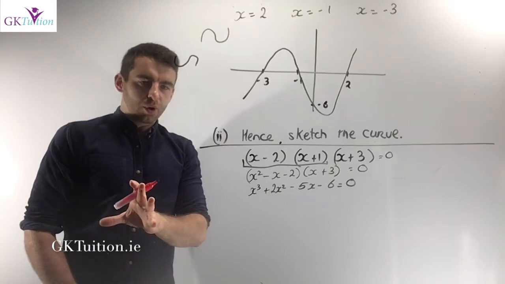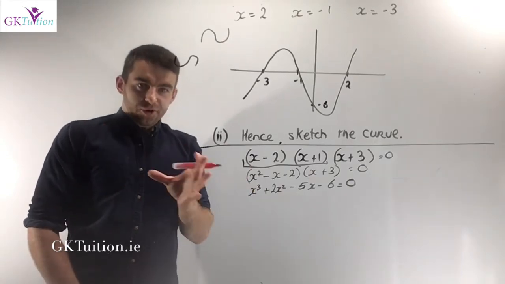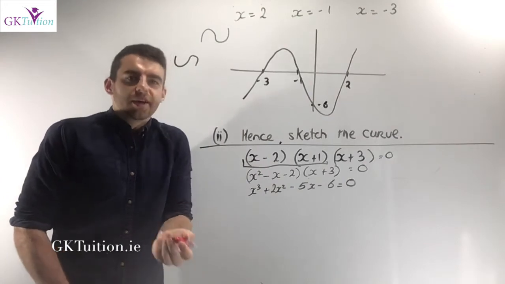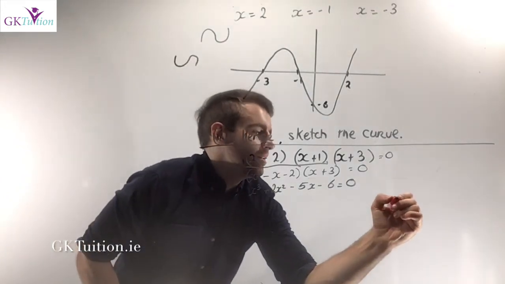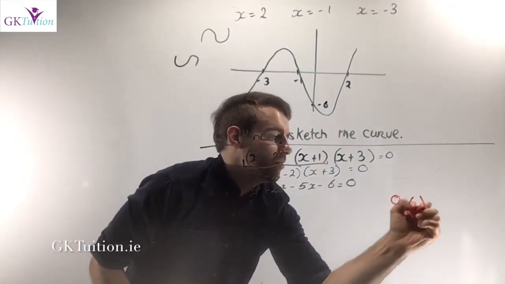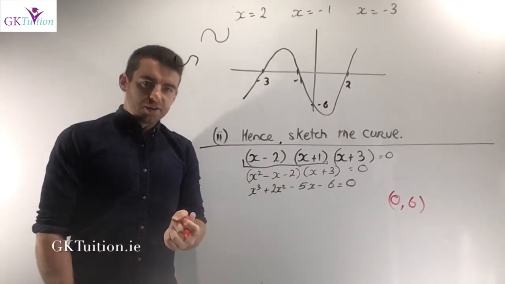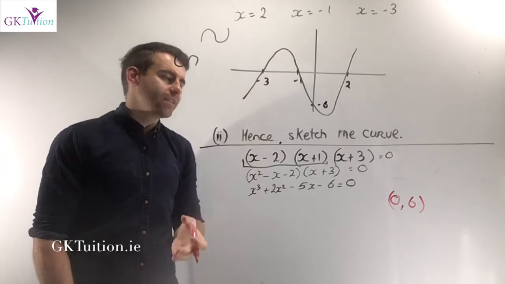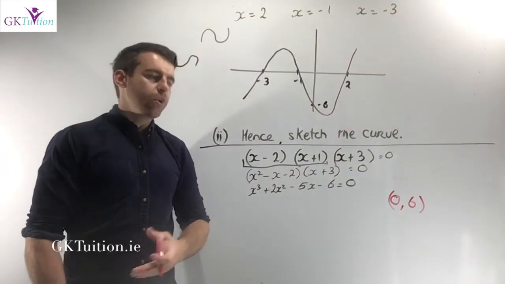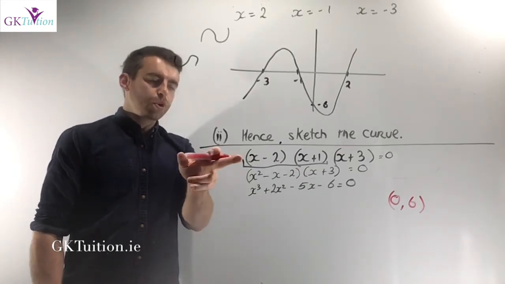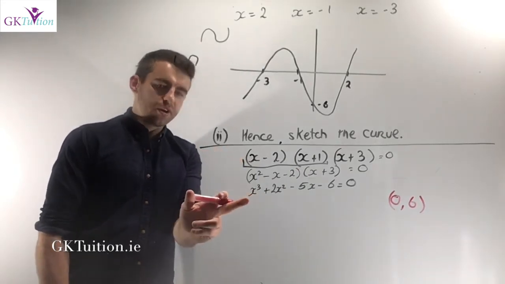However, let's now explore different cubics that have the same roots. Imagine if in part 1 I could have told you that it crosses the y-axis at the point 0, 6 rather than 0, minus 6. If I had told you that, you would have done the exact same maths: you would have turned your roots into factors, multiplied the factors by each other, and you would have gotten a cubic.